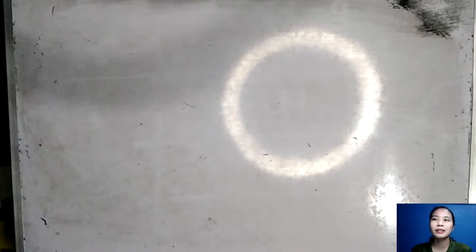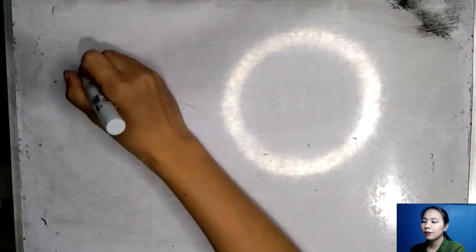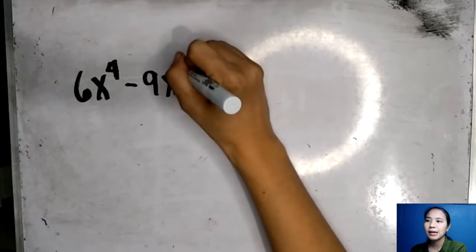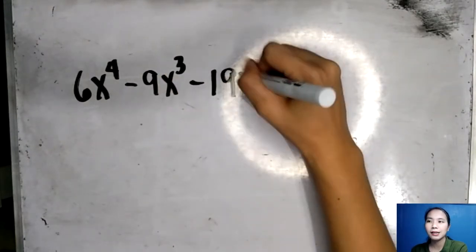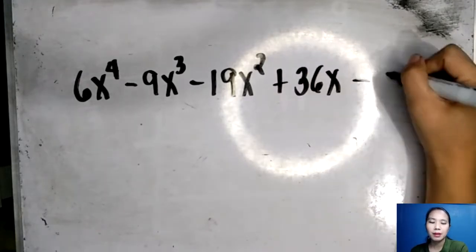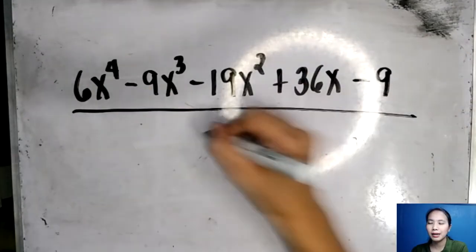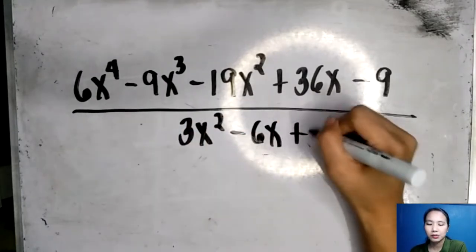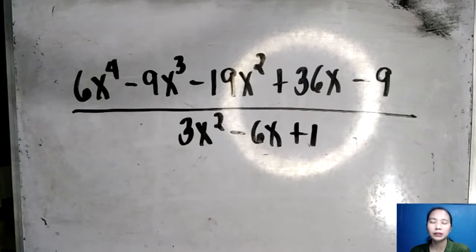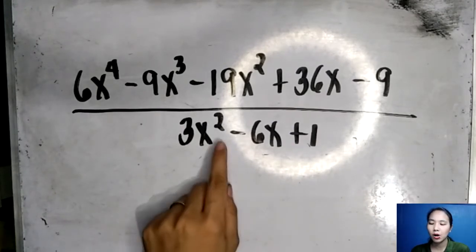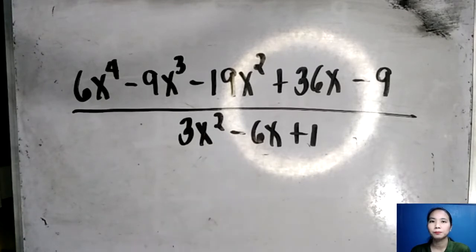Let us have another example. Our given is 6x to the 4th power minus 9x cubed minus 19x squared plus 36x minus 9 divided by 3x squared minus 6x plus 1. If you have noticed, ang ating divisor ay isang quadratic because the degree of polynomial is 2.